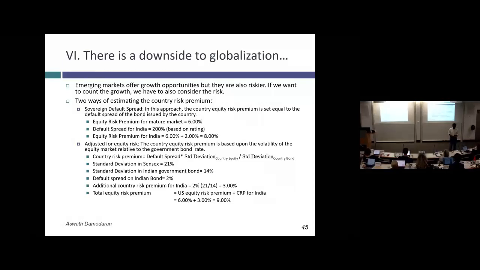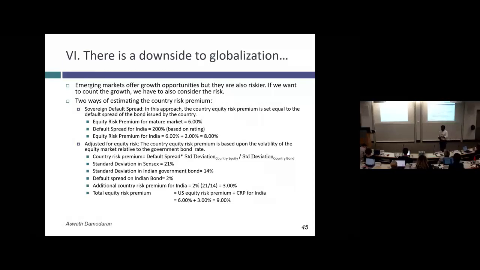Okay. I said, I know, let's say that I look at the Sensex, right? The standard deviation of the Sensex is 21%. The standard deviation in the Indian government bond is 14%. So the Sensex is about 1.5 times more volatile than the Indian government bond. My default spread on the Indian government bond is 2%. If the Sensex is 1.5 times more volatile than the government bond, I would expect the risk premium I charge for investing in Indian equities to be 1.5 times 2%, which works out to an extra 3%.